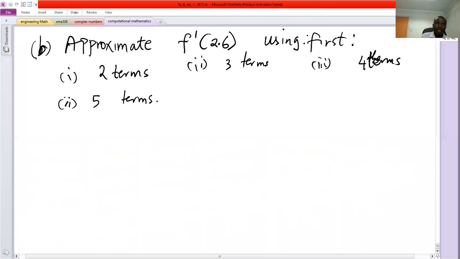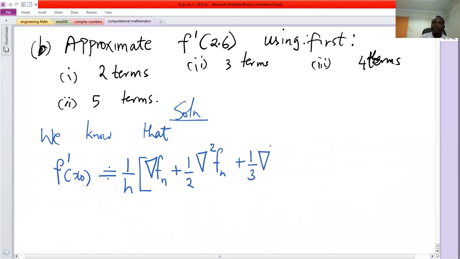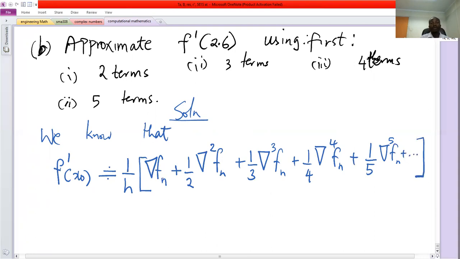So step 1 is to write the general formula. So solution, we know that f prime of x naught is approximately given by 1 over h into first backward Fn plus a half second backward of Fn plus a third third backward Fn plus 1 over 4 fourth backward Fn plus 1 over 5 fifth backward Fn plus other terms. So remember I said other people use F naught throughout, provided you are interpreting it correctly in the difference table, there's no problem.